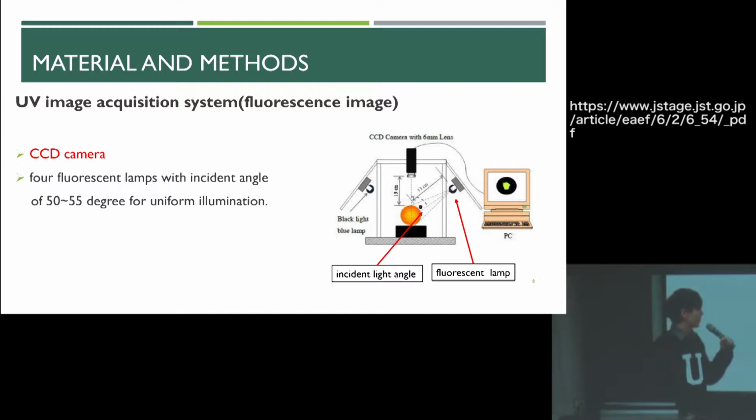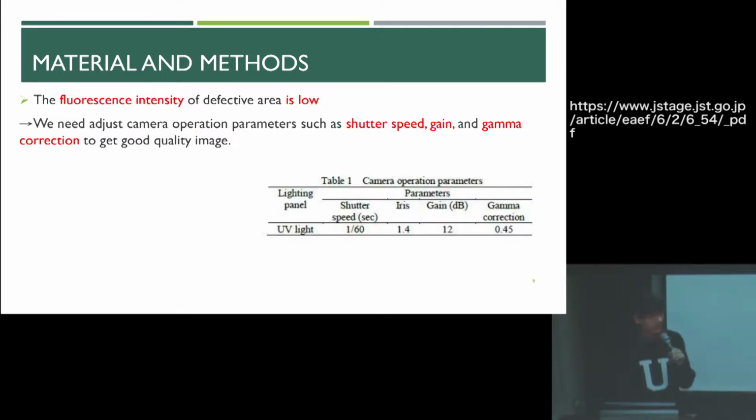First, we use a UV image system to capture the fluorescence image. This equipment includes a CCD camera and 4 fluorescence lamps with a specific incident angle to give uniform illumination, as in the figure here. But the fluorescence intensity is very low, so we need to adjust camera parameters to get a good quality image, such as the shutter speed, gain, and gamma correction, as in the table.